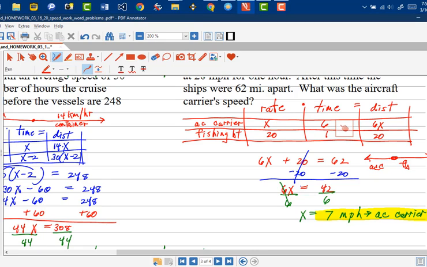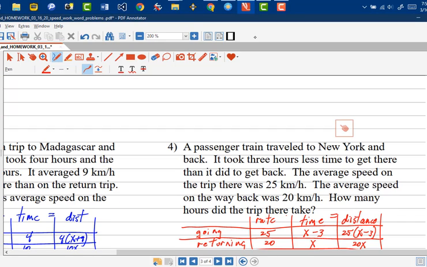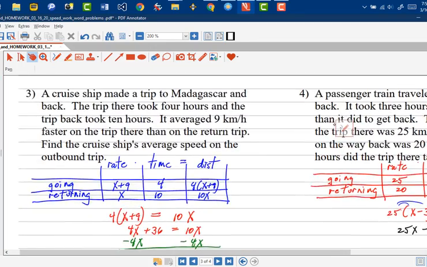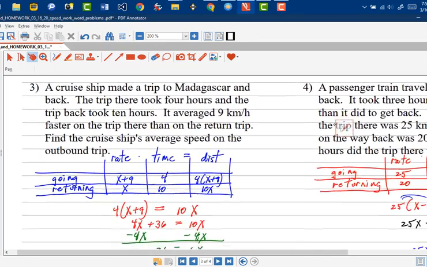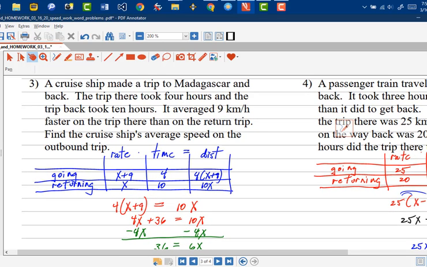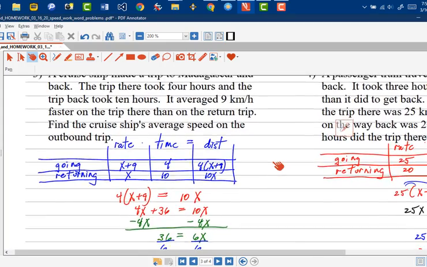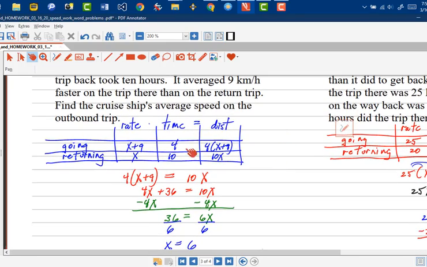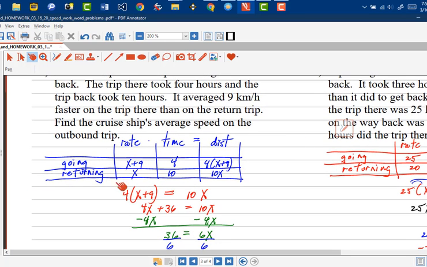Okay, number 3 and 4 are out and back problems. So with out and back problems, the distances are always going to be the same because it will always be the same distance going and returning. So typically these problems, you have two rows, one for going and one for returning, or outbound and then inbound. You can use either term for it.